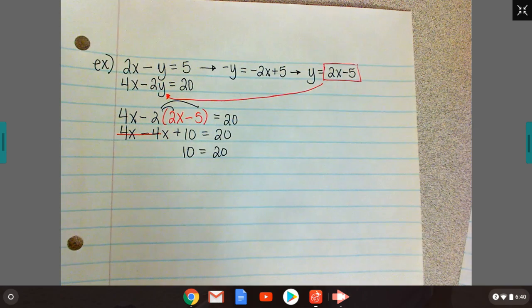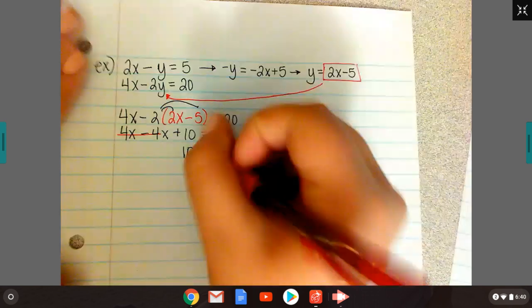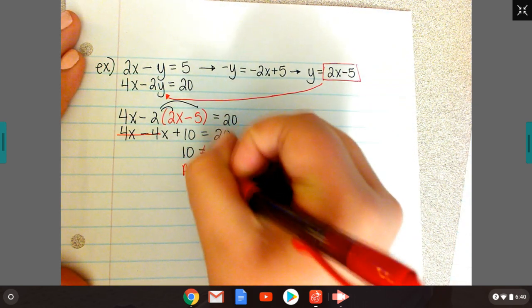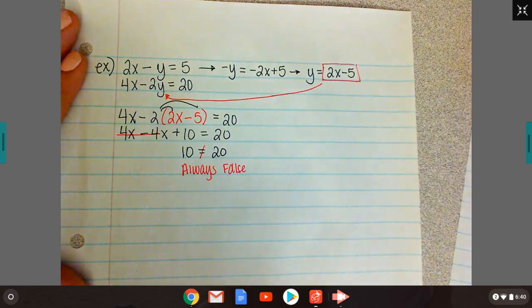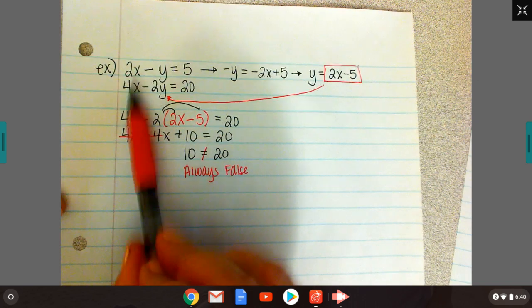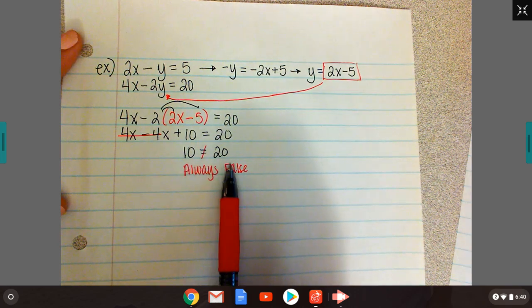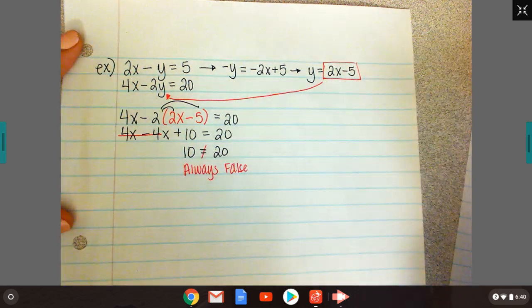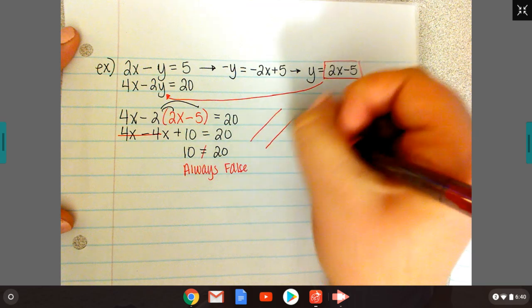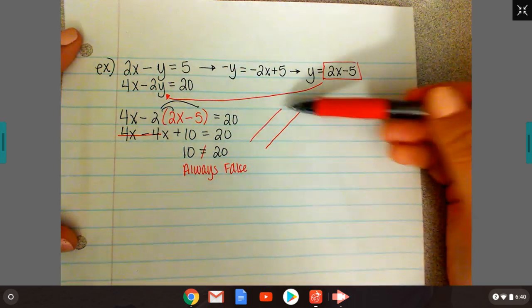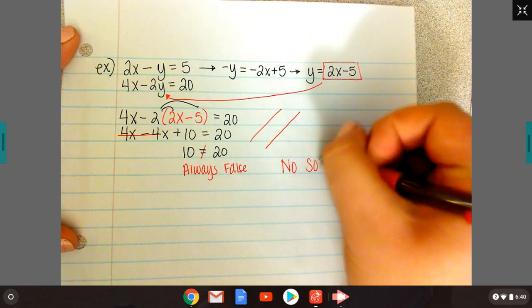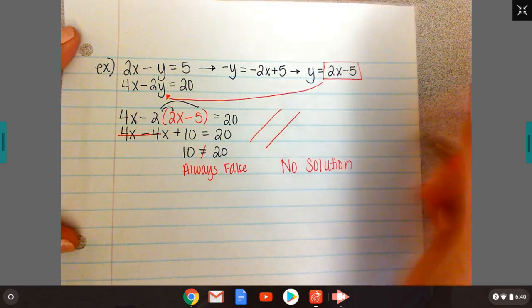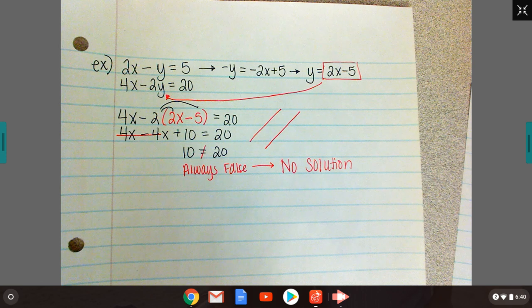So just like the last one, we had to think about this. The last one was always true. This one is always false. So this is a situation where no matter what x's and y's we put in, we will never come up with a true statement. So these two lines never cross. These are a parallel line situation. So because there's no situation where they cross, there is no solution. Meaning the solution is when we find the intersection.